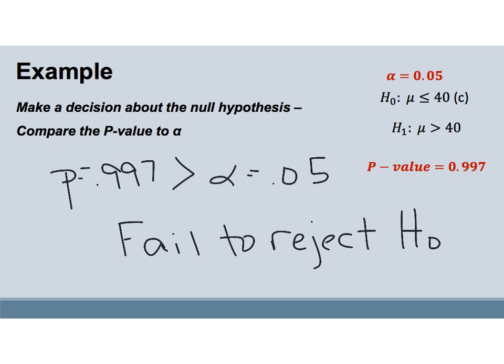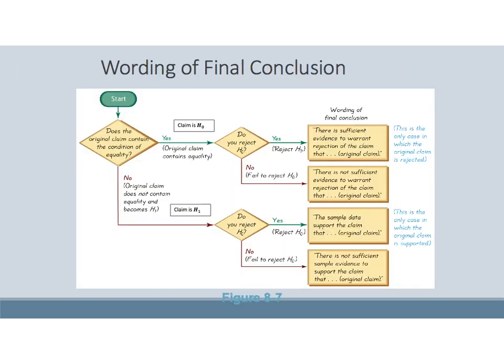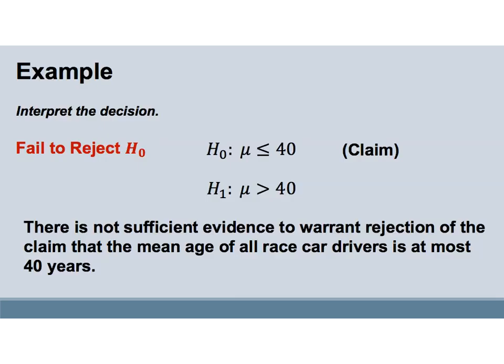So my claim this time is my null, and I'm failing to reject the null, so it'd be this second one. There is not sufficient evidence to warrant rejection of the claim that the mean age of all race car drivers is at most 40 years. So we basically believe them.